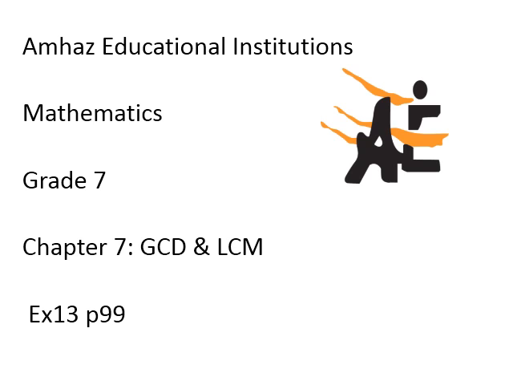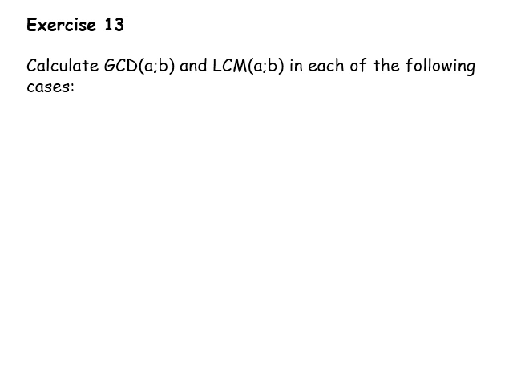Let's continue chapter 7, which talks about GCD and LCM. Today we will solve exercise 13, page 99. Let's read it together. First of all, I have to calculate GCD of A and B, then LCM of A and B in each of the following cases. What's the first case here?